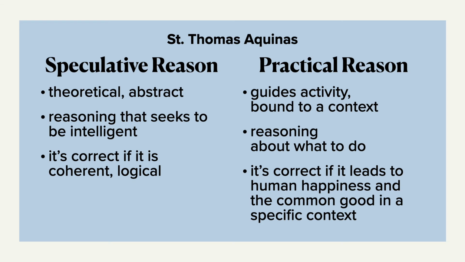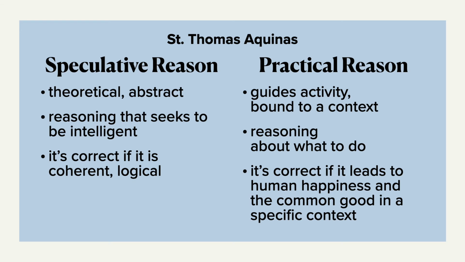Speculative reasoning is theoretical and abstract. It's reasoning that seeks to be intelligent. Speculative reasoning is correct if it is coherent and logical. Practical reasoning, in contrast, guides our activities and is bound to a context. St. Thomas calls it reasoning about what to do. When practical reasoning is correct, it leads to human happiness and to the common good.